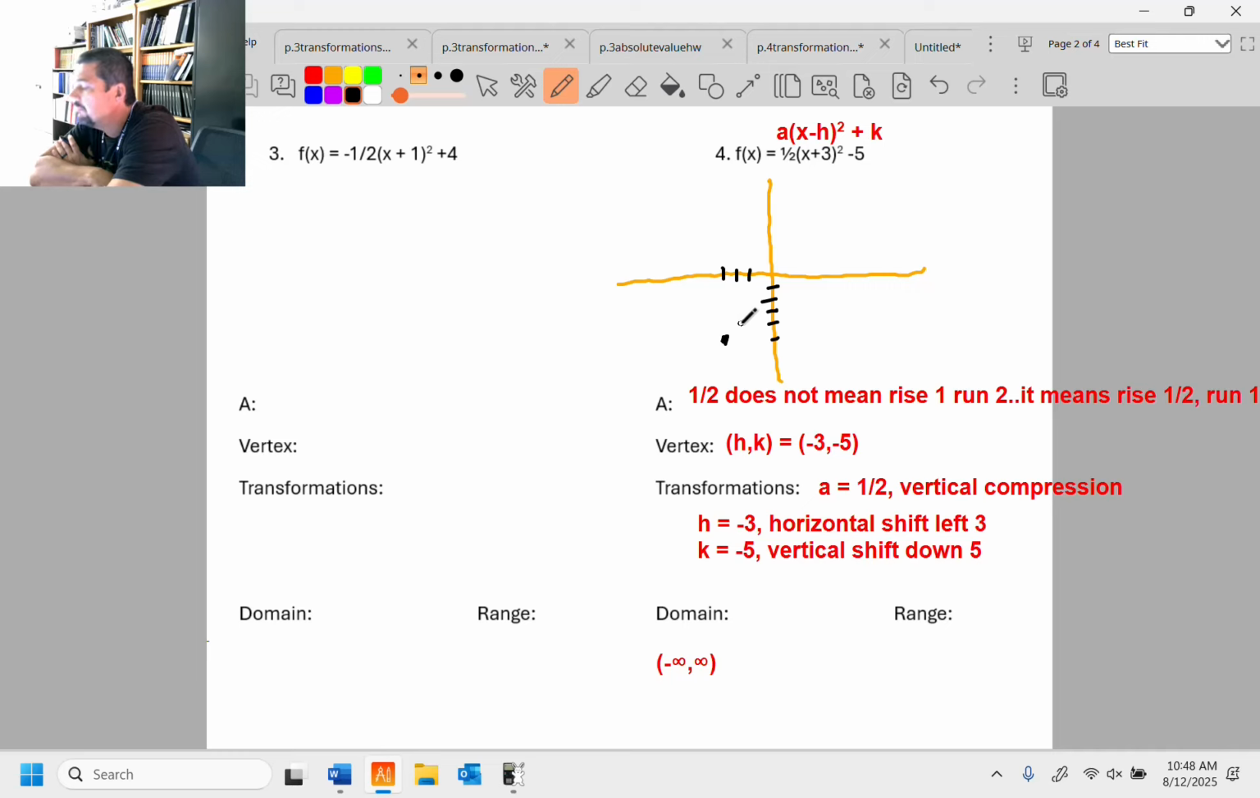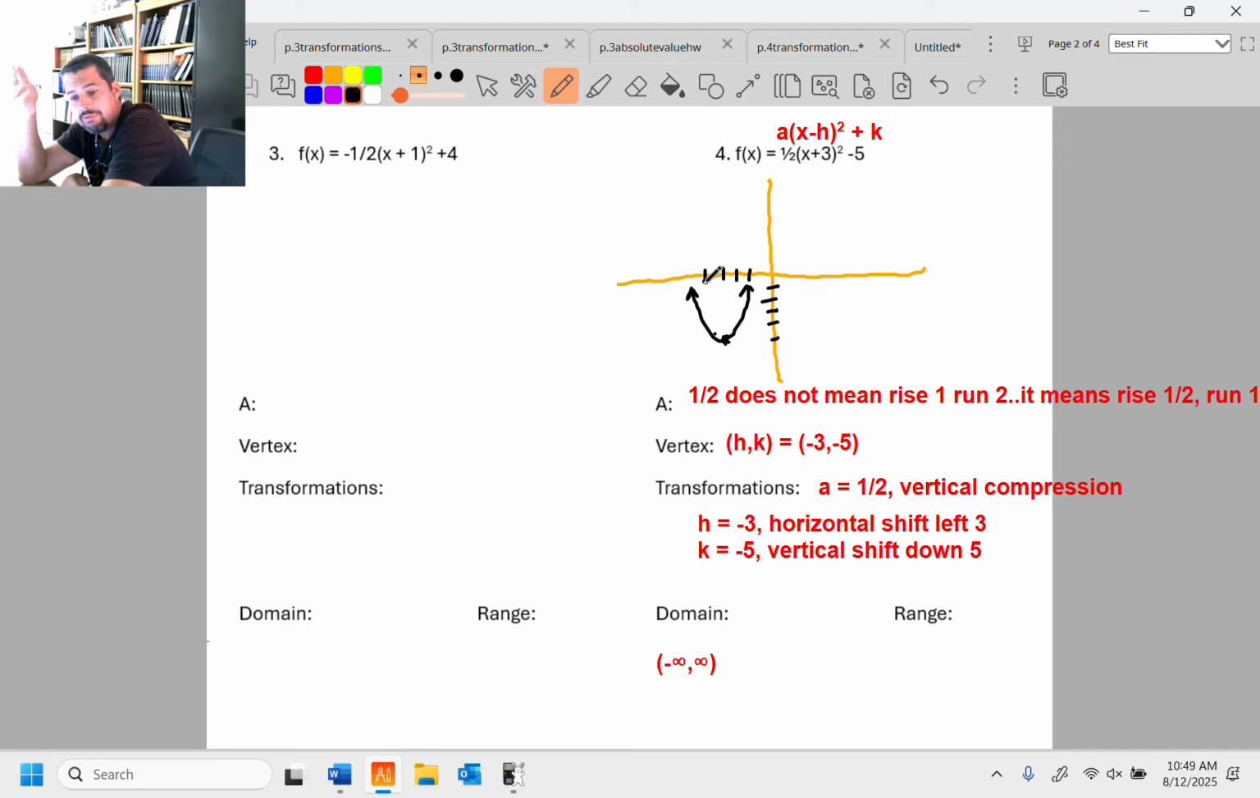But they do. And I'm freehand graphing, so it's going to kind of be hard to go up 1/2 and over 1. But that's the deal. I go up 1/2 and over 1. I didn't go up a whole unit, I went up 1/2 unit. And this parabola is going to be a little bit wider. And that's it, man. That's it.